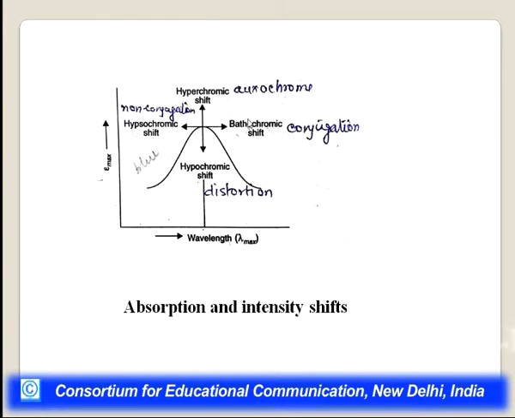Here also you can see that if there is an auxochrome present and the epsilon maximum increases, you observe the hyperchromic shift. And if you introduce a group which distorts the geometry of a molecule, you will observe the hypochromic shift, but the lambda maximum will be more or less the same.